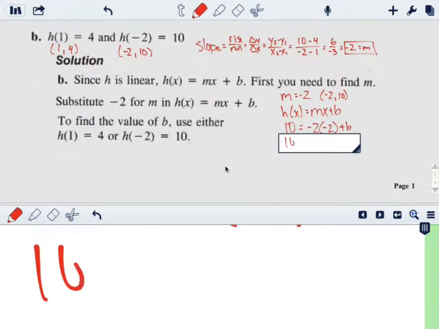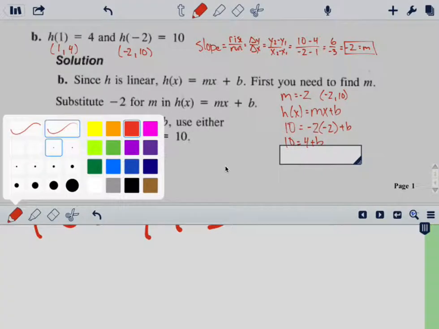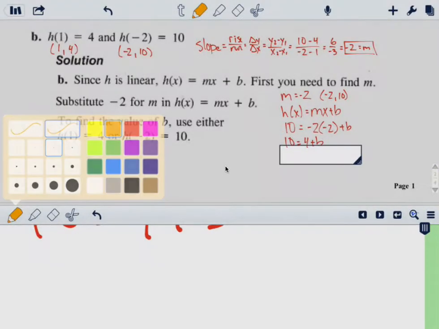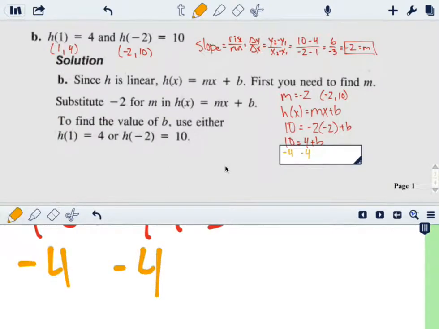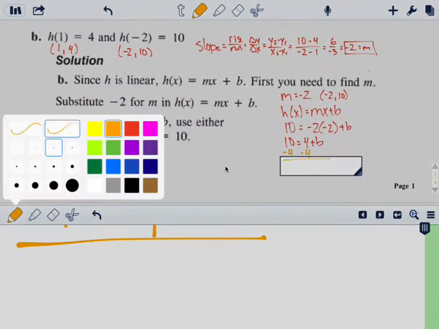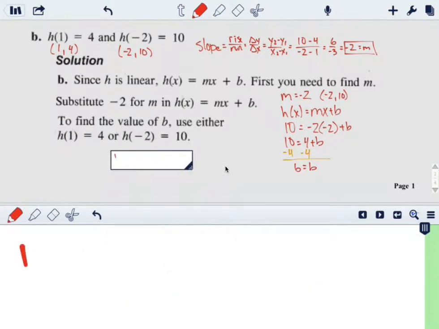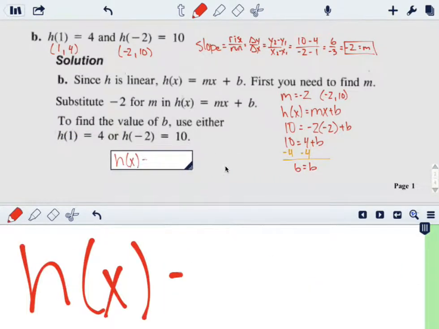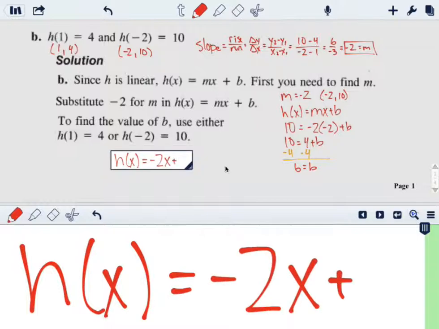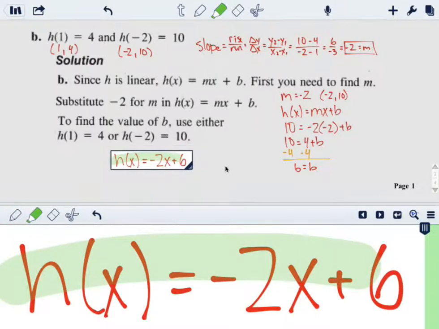So I get 10 is equal to 4 plus b. I subtract the 4, and so I get 6 equals b, and then our final answer, h of x is equal to m, negative 2, x plus b. b is 6. That's our answer. That's what we're going for right there.